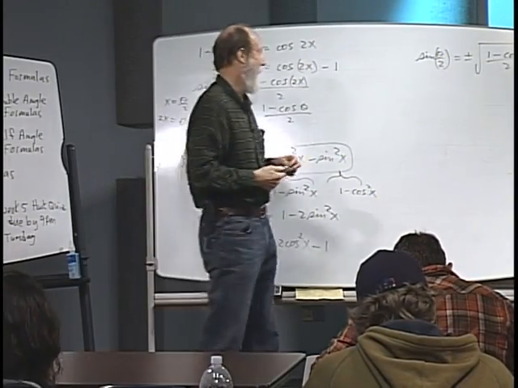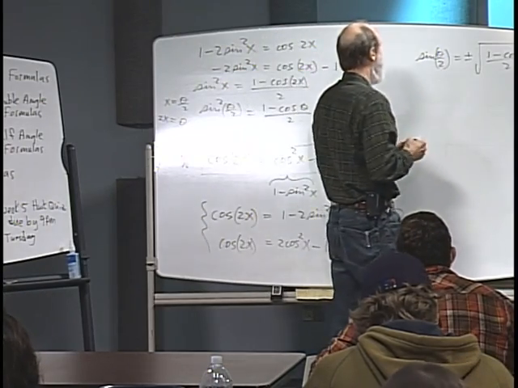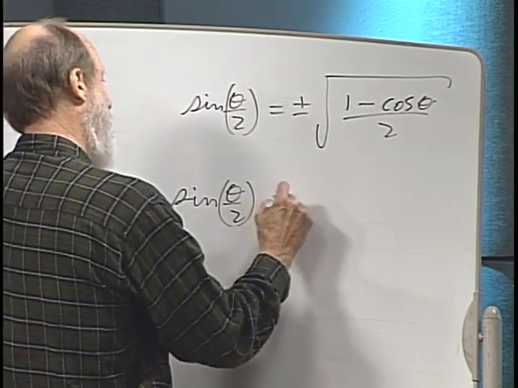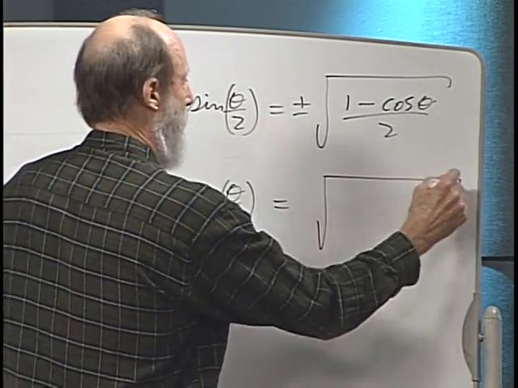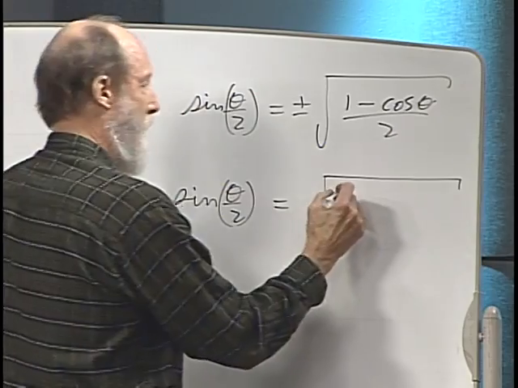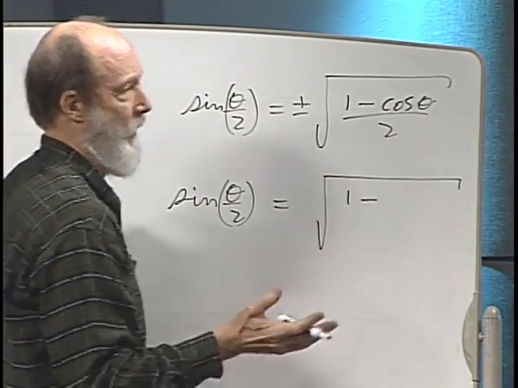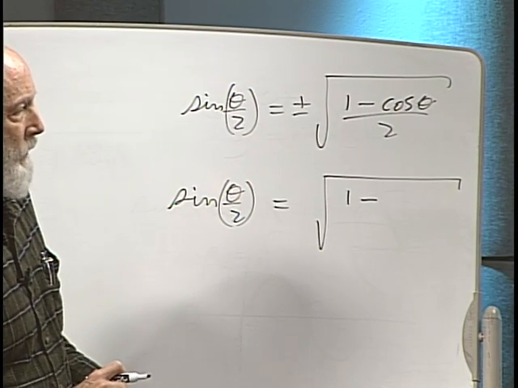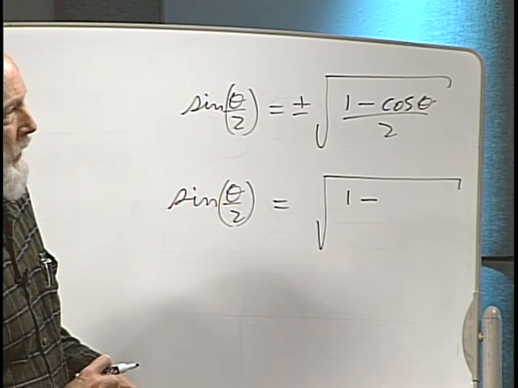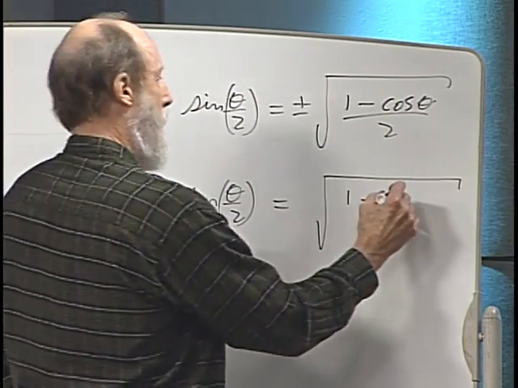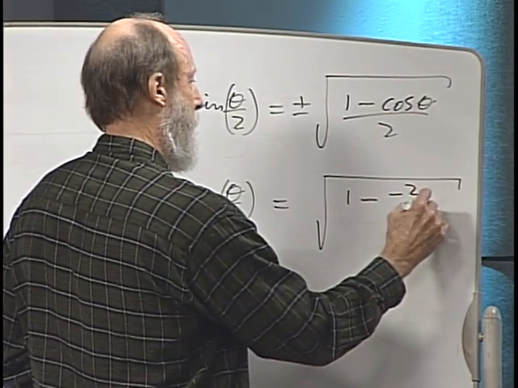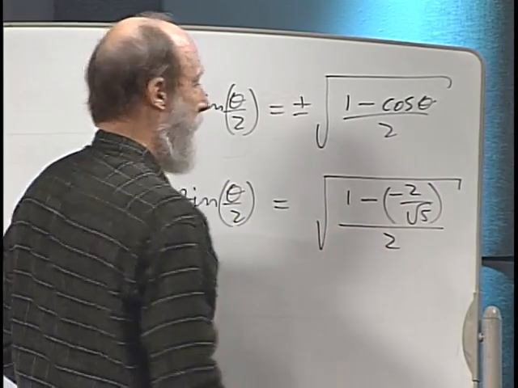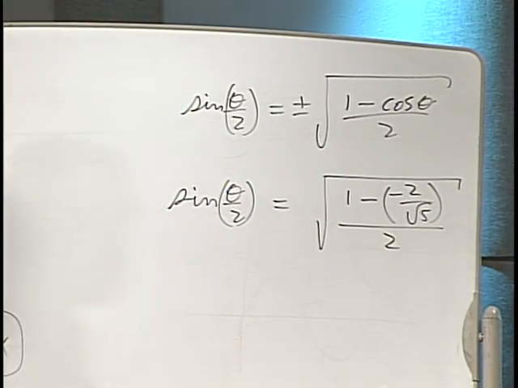Okay. Now, let's go ahead and drop in the numbers. So the sine of theta over 2 is going to be equal to, I'm going to worry about the plus or minus in just a moment, but let's come inside here, 1 minus, and we have to look back at our earlier work. The cosine of theta we had determined previously was, I believe, minus 2 over radical 5. And that goes into that numerator right there inside the radical.